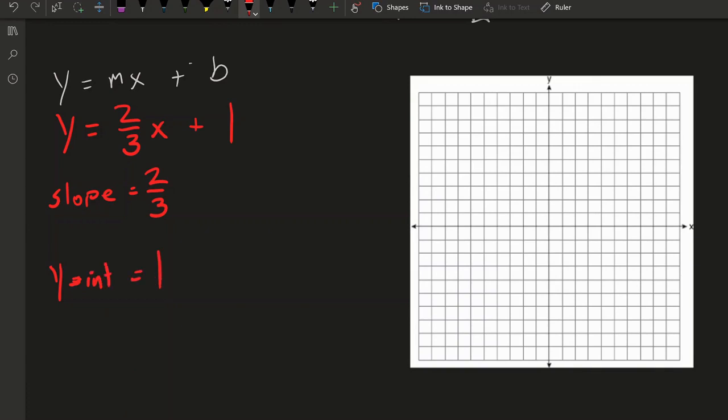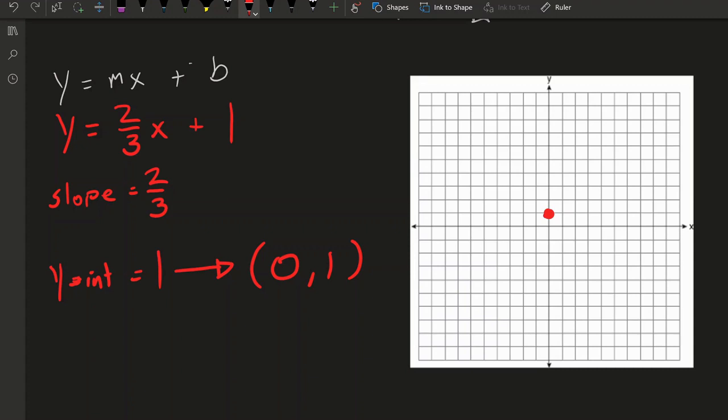is 1. So since the y-intercept is the starting point, I'm going to make a mark right here to say that I am always going to start at 0 and then b. Going to start at the point (0, 1). (0, 1) is this point right here.